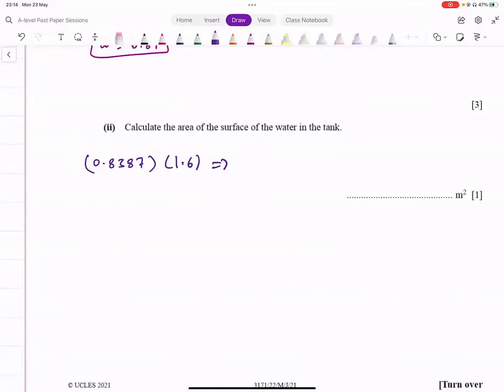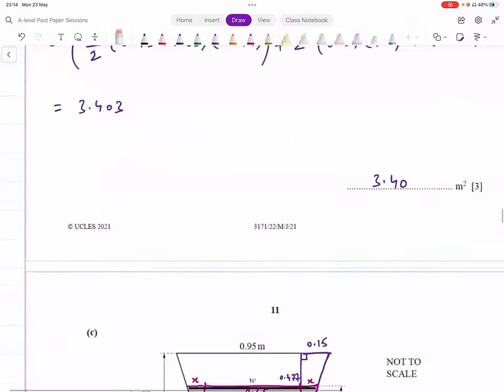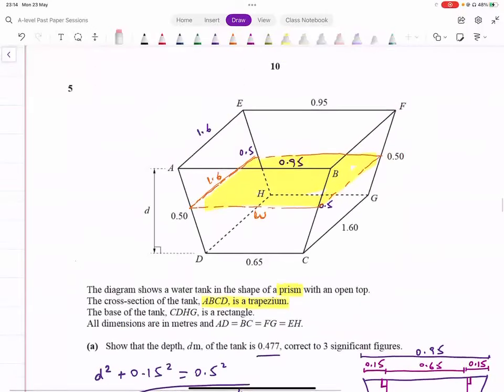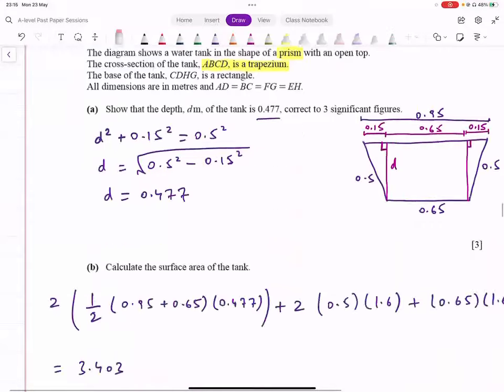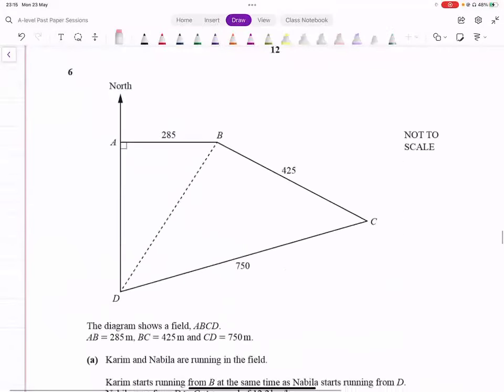Into 1.6, that is 1.342. We can write 1.34 there, rounding it off. That's our result here. Okay. That was the last part of this, and that's question number 5. Let's move on to the next one. Okay. Question number 6.